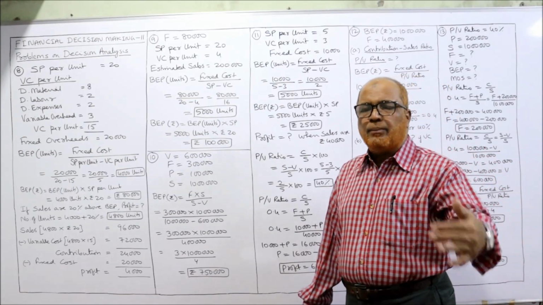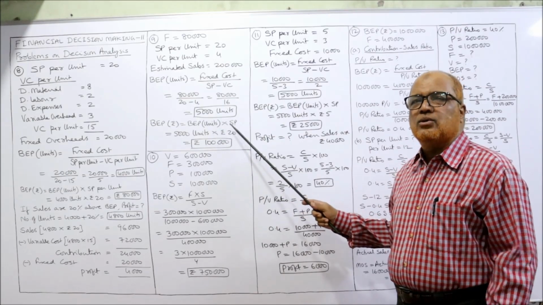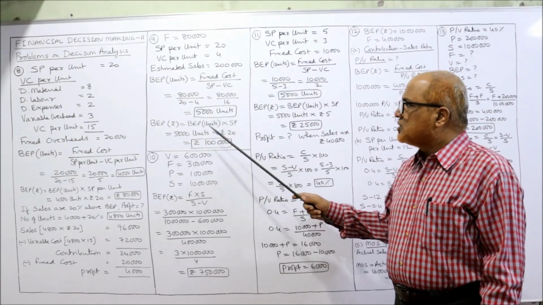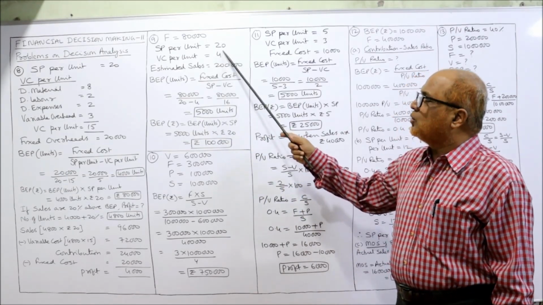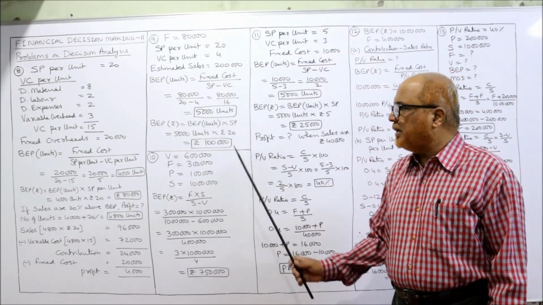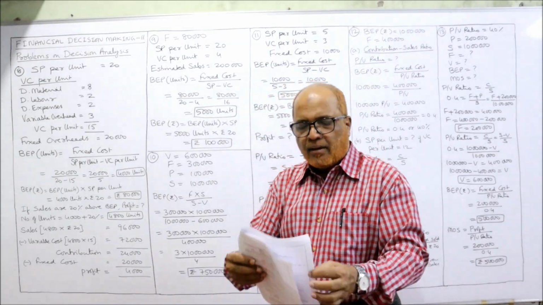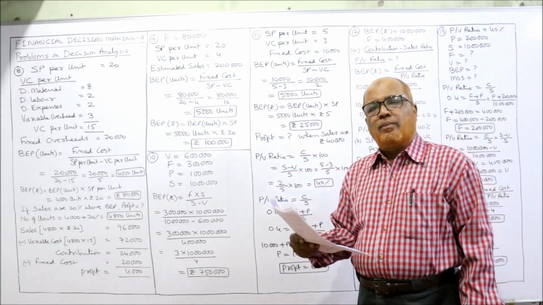Now we need BEP in rupees. So BEP in rupees is equal to BEP in units into selling price per unit. So 5,000 units into 20 rupees will give 1 lakh. This is the BEP in rupees. So the ninth problem is completed. Now come to the 10th problem.